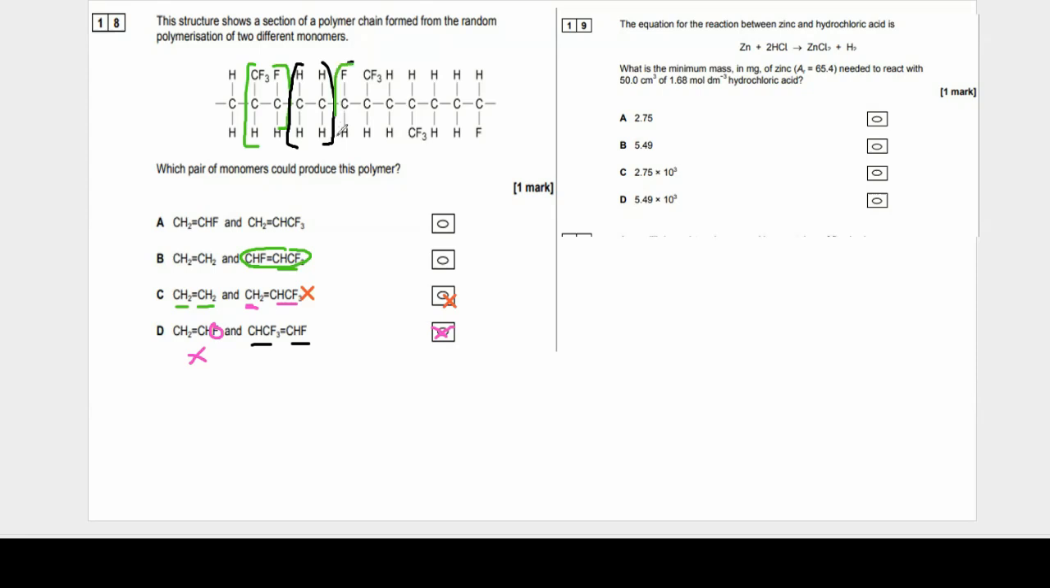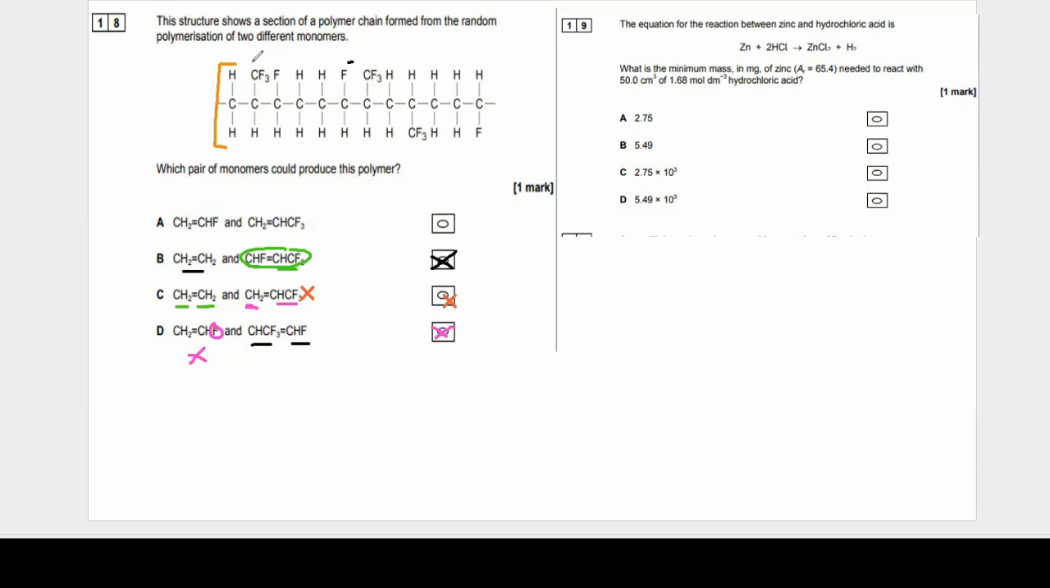However, when we try to repeat this molecule again, we get the same CFH, CF3CH. But look what happens. The next molecule doesn't match either of our two monomers. So that doesn't match either of the two monomers, and so is incorrect. So the repeat units have to be the same going all the way along there.